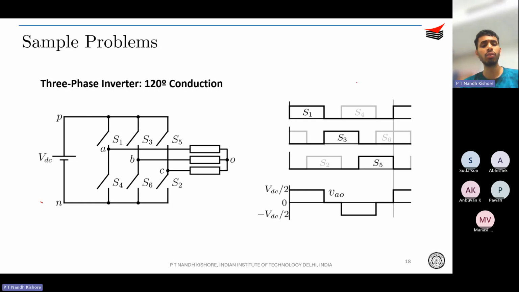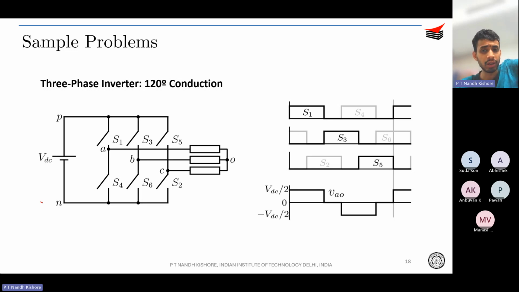So now with this knowledge, you can always draw your VA0, VB0, VC0. It's just going to alternate between VDC by 2, 0, and minus VDC by 2. It will not have multiple steps like we saw earlier. It will not be going to 2VDC by 3 and so on. That particular phenomenon was arising only because three devices were on at a time. Over here, only two devices are going to be on, right?